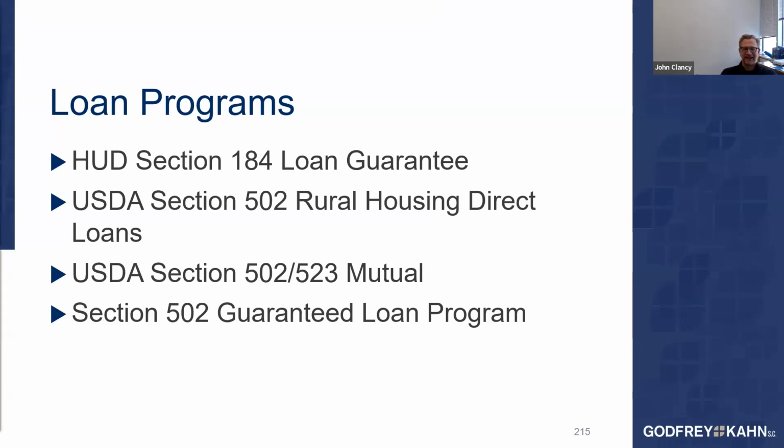And then, basically, the guarantee programs are ones where you have a private lender coming in and the government's guaranteeing the loan. The ones that are direct are from the federal government. That's the basic idea with those programs. And then there's also what's called the Section 502/523 mutual help program. That's kind of like a combination program.